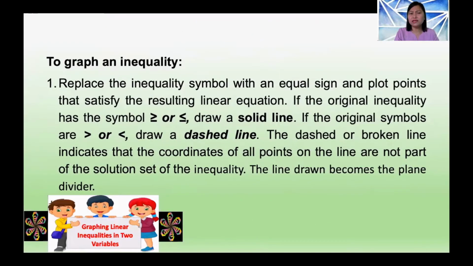To graph an inequality, replace the inequality symbol with an equal sign and plot points that satisfy the resulting linear equation. If the original inequality has the symbol is greater than or equal to, or is less than or equal to, draw a solid line. If the original symbol is greater than or is less than, draw a dashed line. The dashed line or broken line indicates that the coordinates of all points on the line are not part of the solution set of the inequality. The line drawn becomes the plane divider.